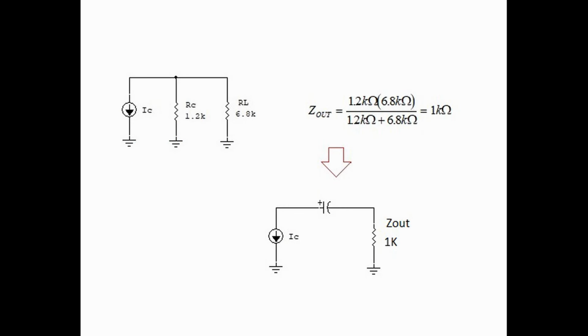On the output side, if we were at V out looking back into the transistor, we would see a current source, which is really the collector current, in parallel with RC, the collector resistance, and the resistance of the load. In this case, it's 1.2 kilo ohms in parallel with 6.8 kilo ohms. We calculate output impedance, or Z out, by saying it's 1.2 kilo ohms times 6.8 kilo ohms divided by 1.2 kilo ohms plus 6.8 kilo ohms. That equals approximately 1 kilo ohm.